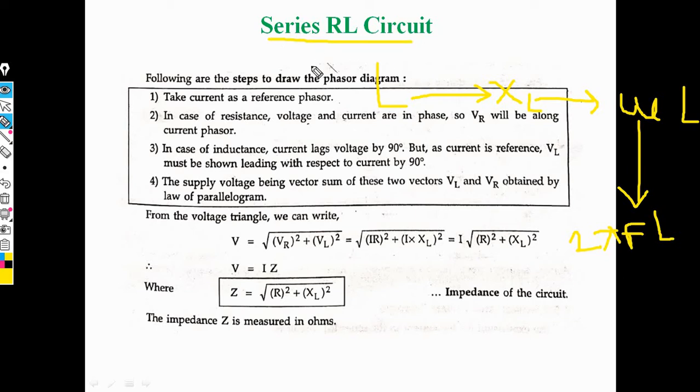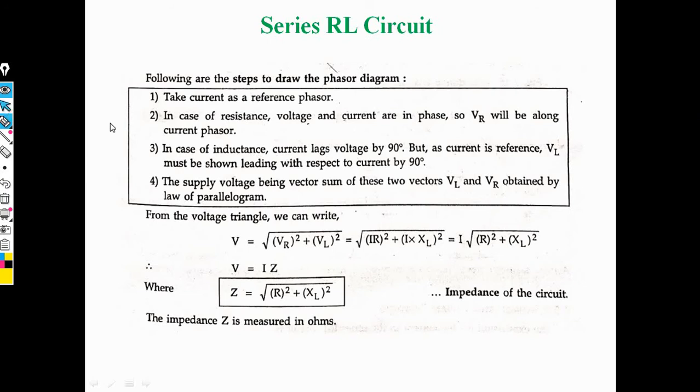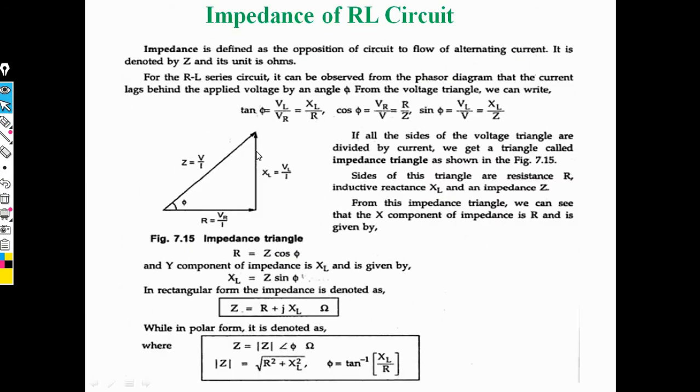Now we need impedance. Impedance is defined as the opposition of the circuit to the flow of alternating current.